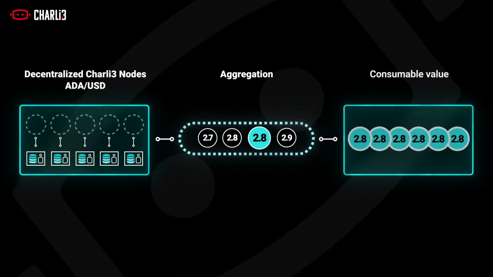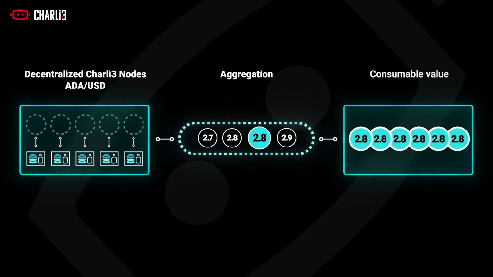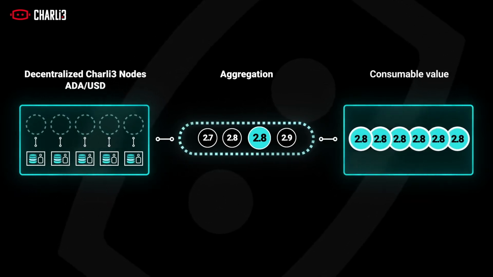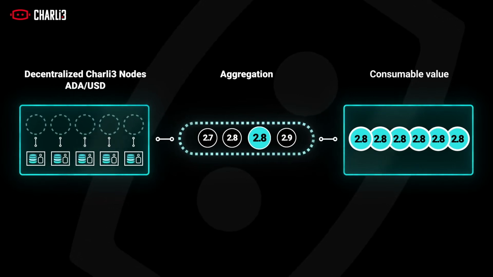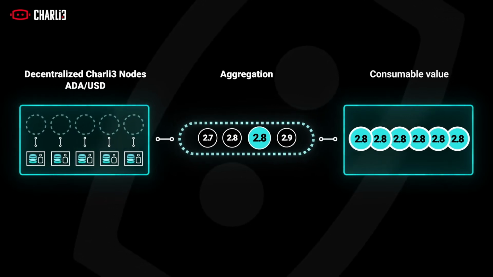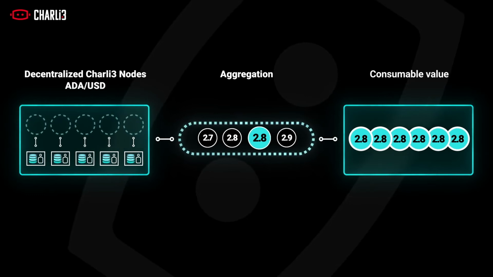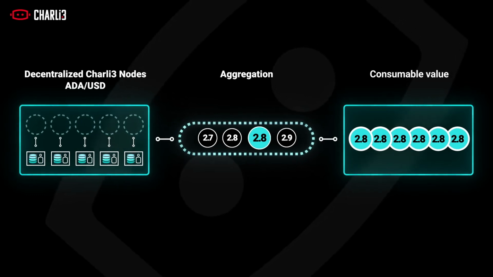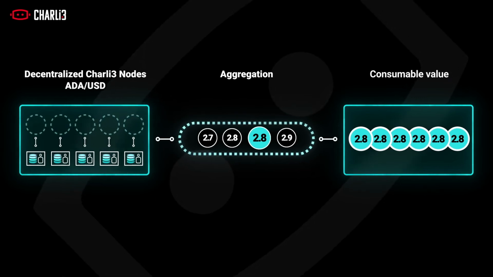Once the aggregation is over, a new data value is produced, in this case the ADA price that all the Charli3 nodes can agree upon. This value is stored in multiple independent UTXOs that are ready for consumption by the feed users. For example, a decentralized exchange that needs the current price of ADA in US dollars.